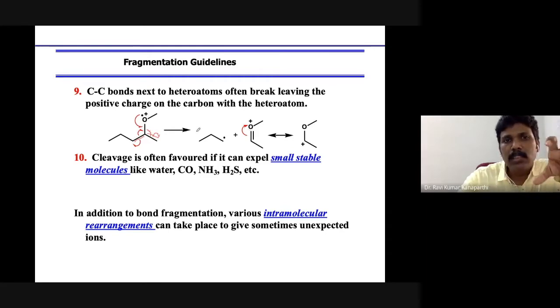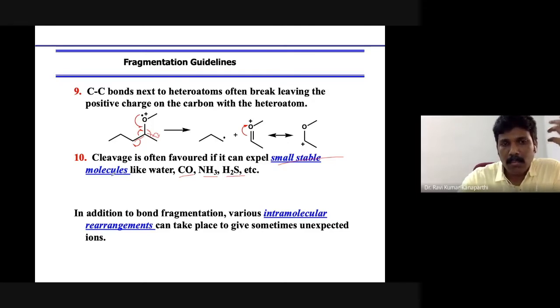So the CC bond next to the heteroatoms often breaks, leaving the positive charge on the carbon atom with the heteroatom. So the positive charge will be on the heteroatom side, leaving the other one as a radical. That is very, very important. Then the tenth point is that the cleavage is often favored if it can expel small stable molecules like water, and also CO, NH3, H2S. These are the most favored cleavages.